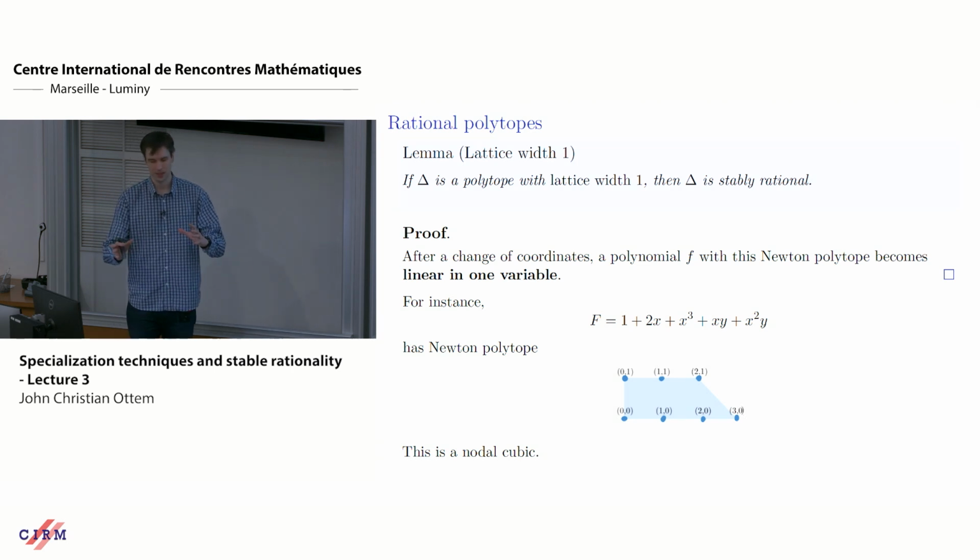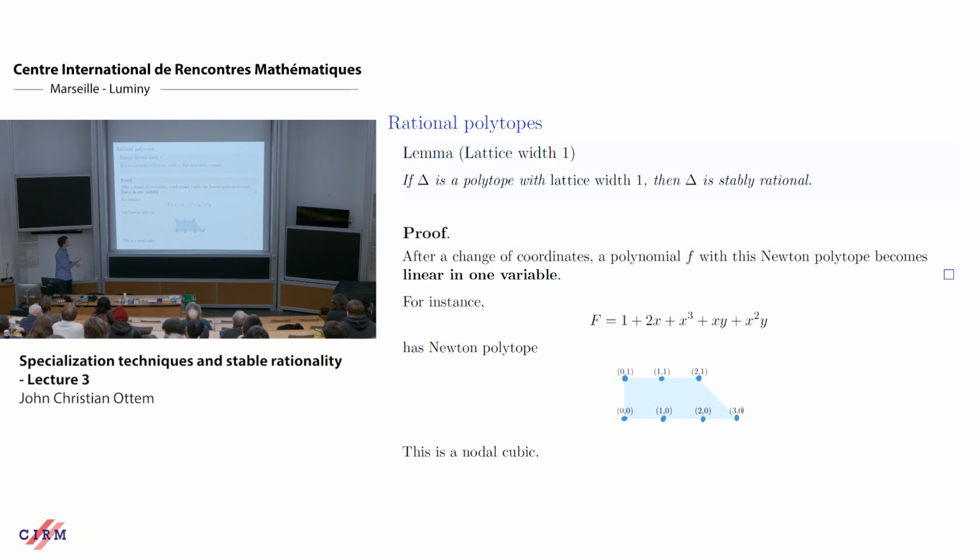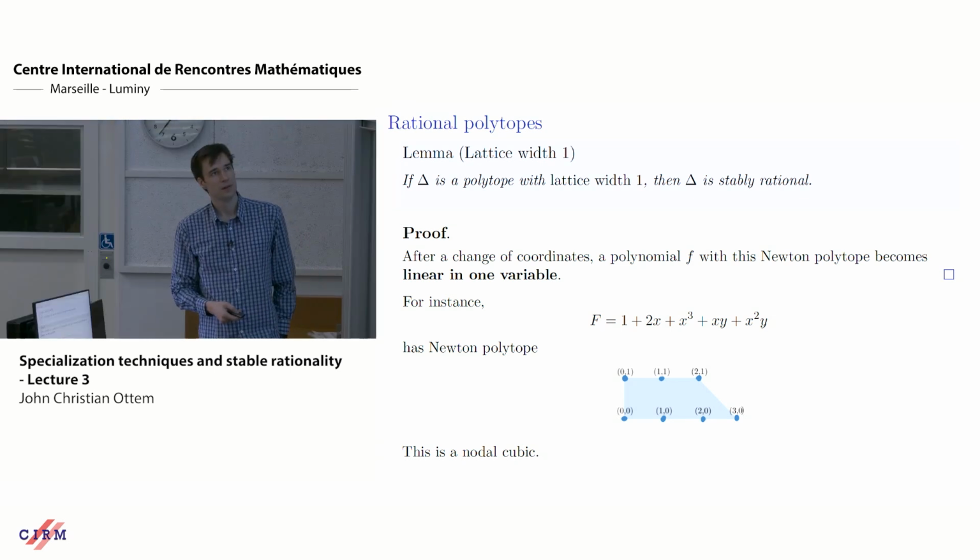So the intuition is that if you degenerate and you have lots of smaller polytopes, those small polytopes will correspond to rational hypersurfaces because of this. Okay.